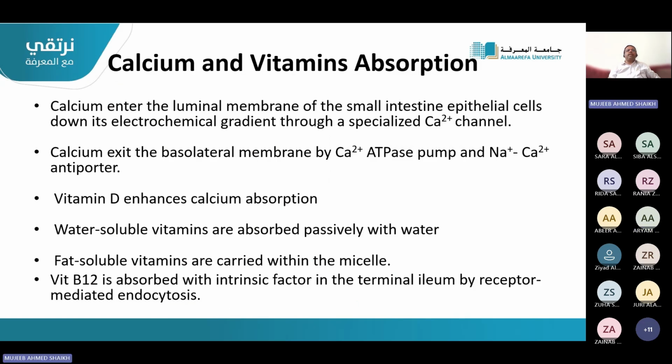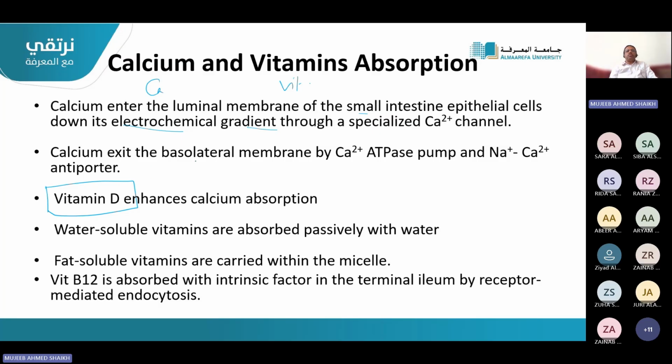Now, about calcium and vitamins. Calcium is very important for the body, as well as vitamin absorption. And again, calcium is not indiscriminately absorbed. It is absorbed under the influence of vitamin D. So calcium enters the luminal membrane of small intestine epithelial cells along the electrochemical gradient. Because of positivity outside and negativity inside, it will be pushed into the cell.